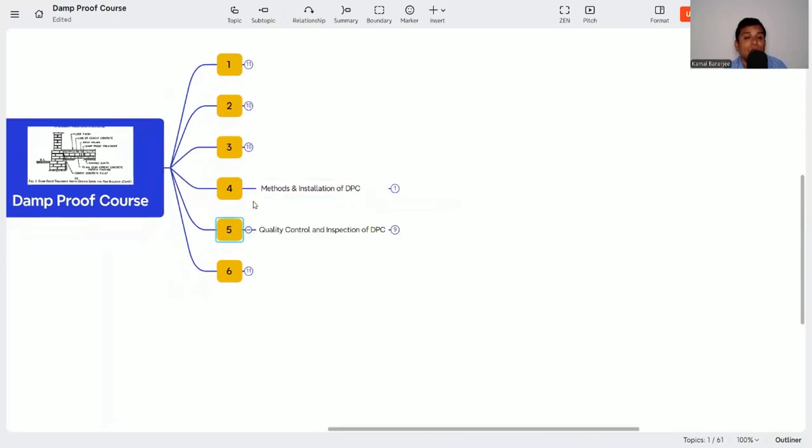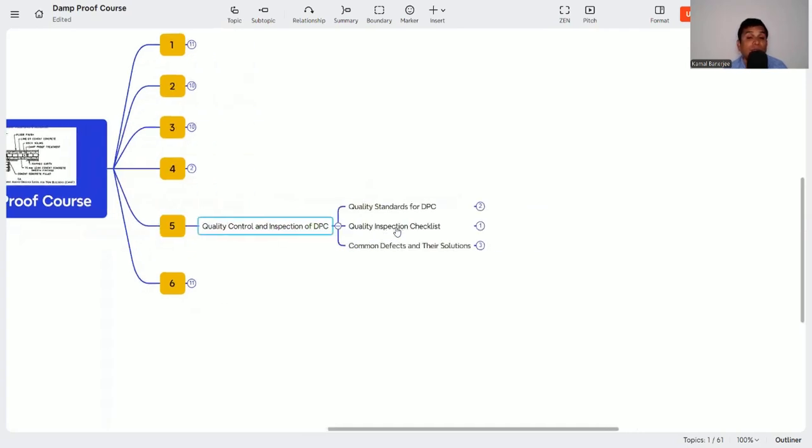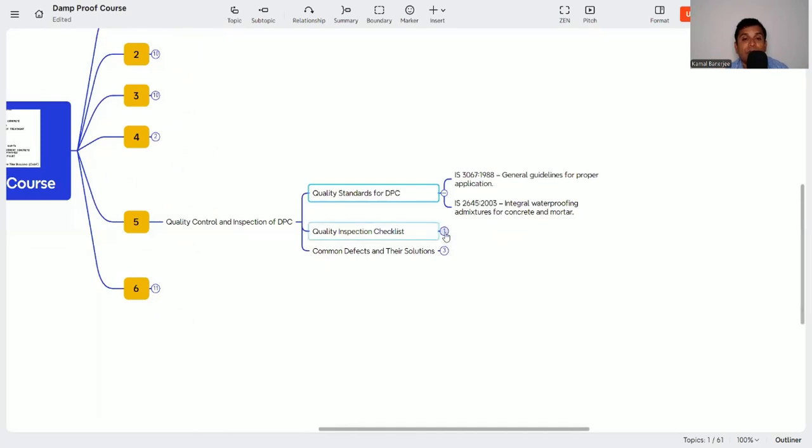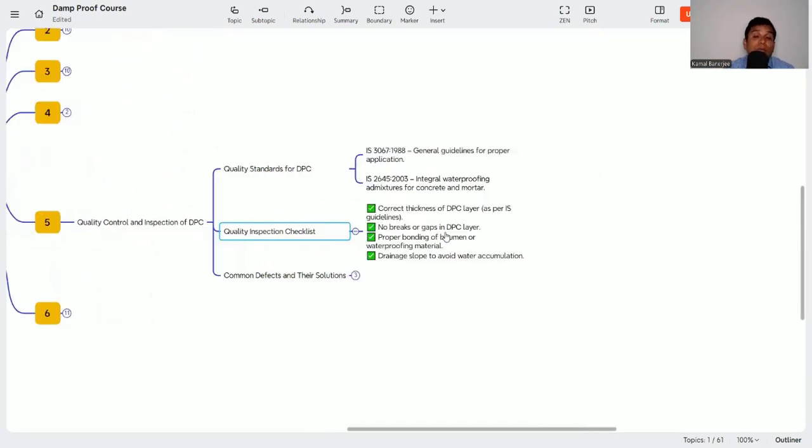The next is what is the quality control and inspection of DPC. It is very much important that if you are not doing any quality control checkpoint, then your work will be erroneous and you cannot prevent the water penetration from the subsoil. So the quality standard for DPC, already discussed, is IS 3067. Whatever criteria are mentioned, you need to satisfy. Then the quality inspection checklist: correct thickness of the DPC layer as per IS guidelines you need to check. Then no breakage or gap in the DPC. If there is any gap or break, what will happen? Again water will penetrate through that gap.